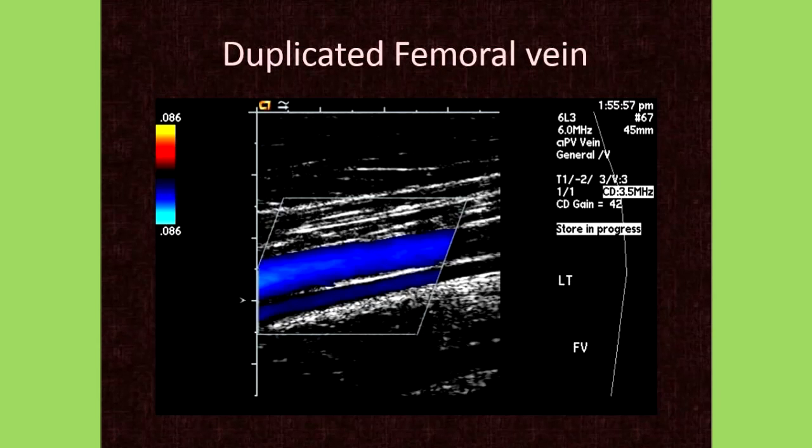This is an image of a duplicated femoral vein, which is very common. If you look for it, you'll find it quite commonly. Almost all of the time, there will be a smaller component and a larger component. And if you do develop a femoral vein thrombosis, it will often be in that smaller component.